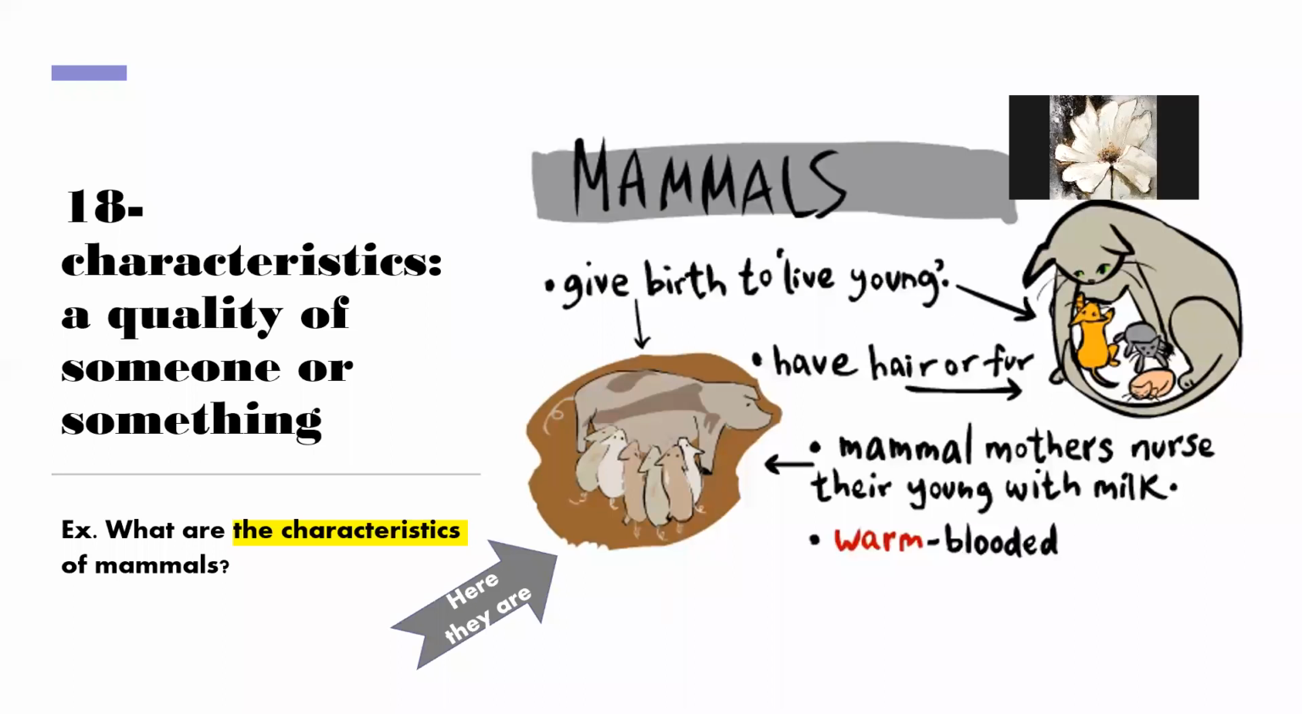Characteristics. If I ask you, who can tell me what are the characteristics of the mammals? You're going to tell me, Miss, the characteristics of the mammals are they give birth, they don't lay eggs, they have hair or fur, they nurse their young babies with milk, and they are warm-blooded.